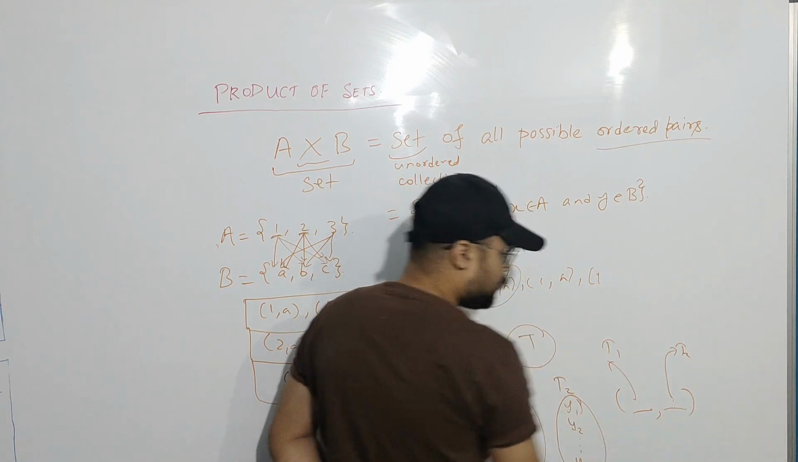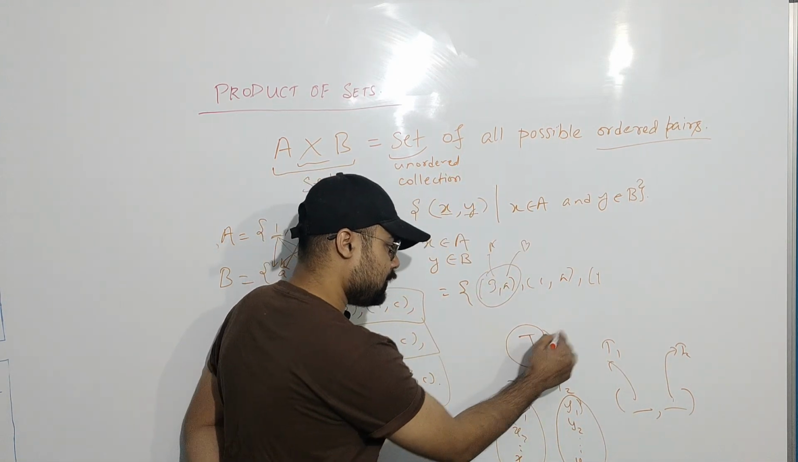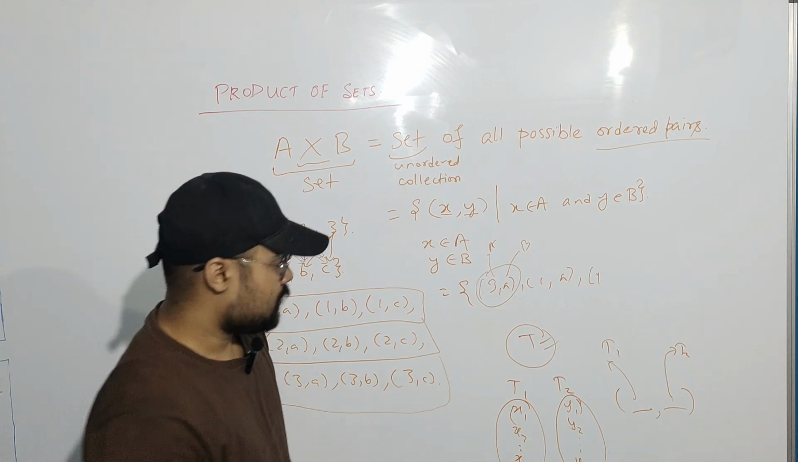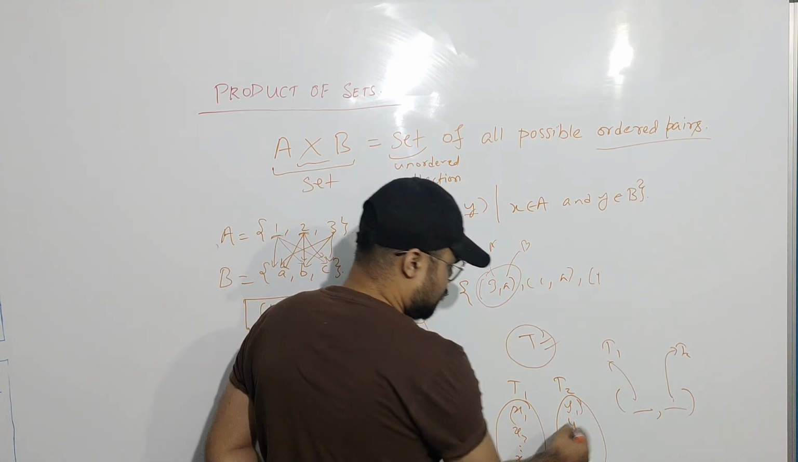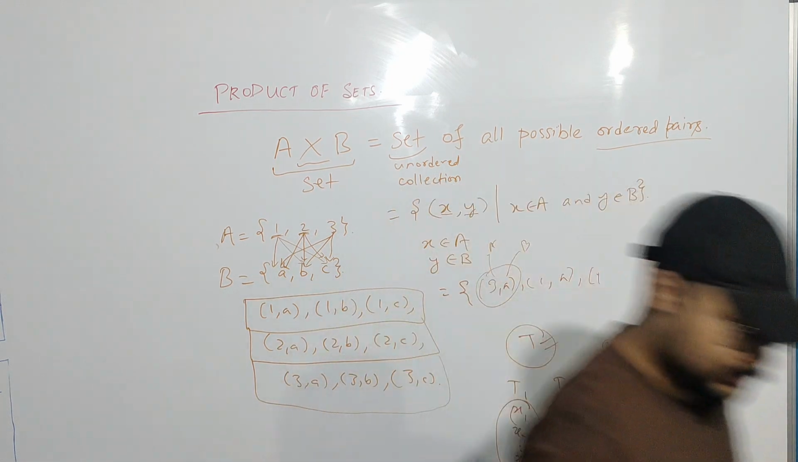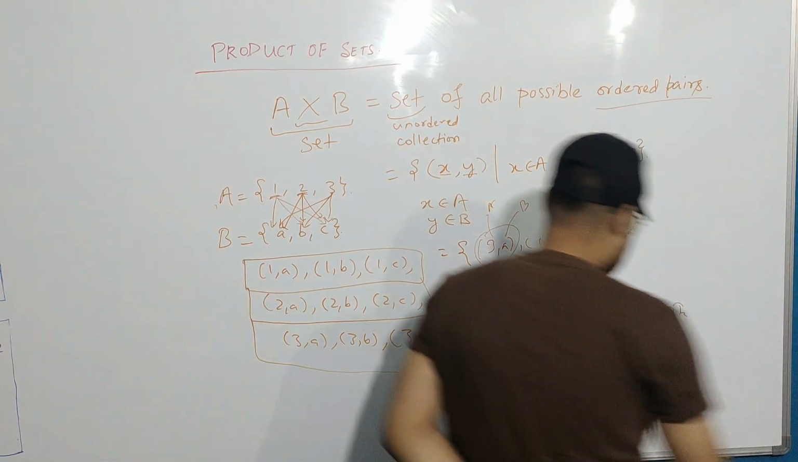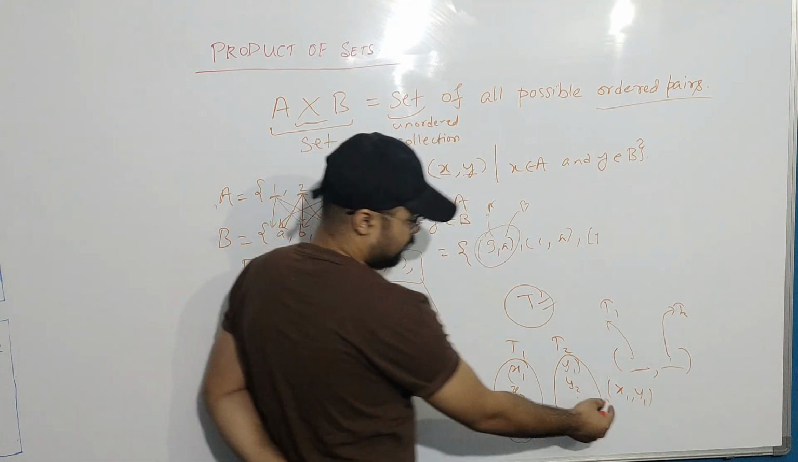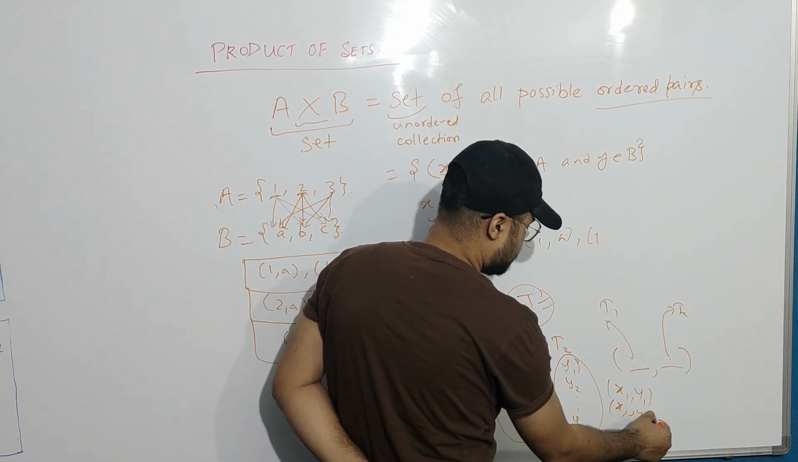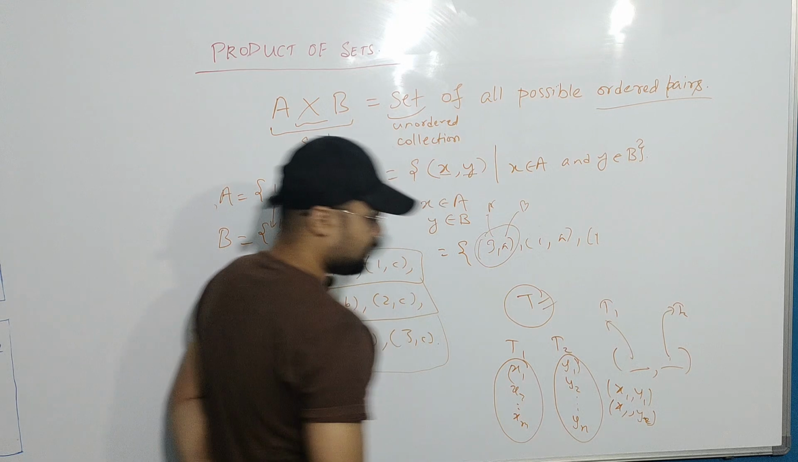Then any ordered pair is one way of doing T. Any ordered pair is one way of doing T, right? So if you take x1 y1, I don't know if it is visible or not. So x1 y1 is one way of doing it. x1 y2 is another way of doing it. Another way of doing it.